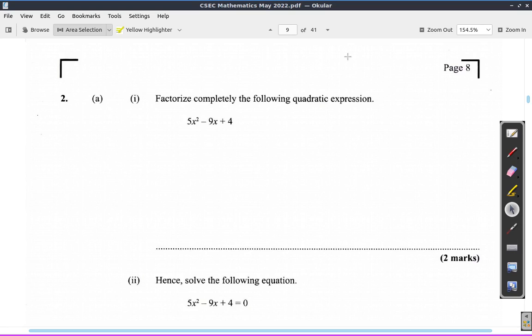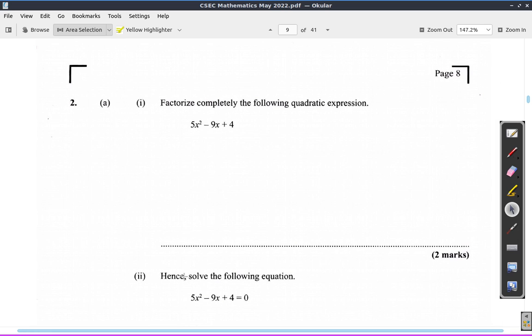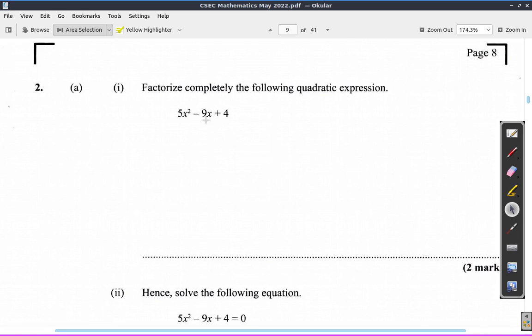CSEC Mathematics. We're now looking at the May 2022 past paper. This is question 2. What it says here is to factorize the following quadratic expression. Part 2 of 2a says hence solve the following equation. Before we do anything else, notice this is called an expression, and this down here is an equation.